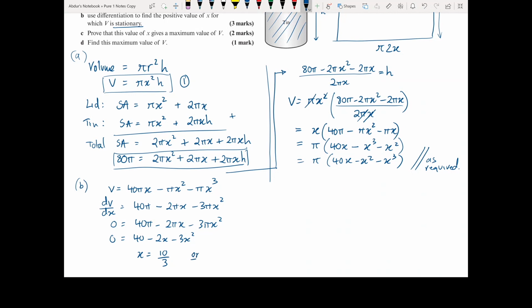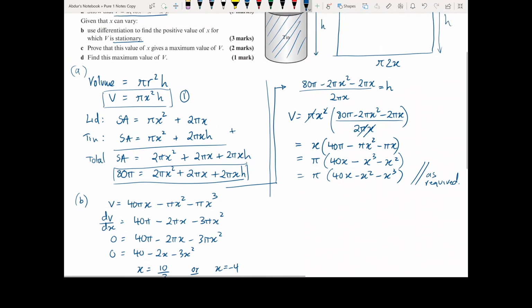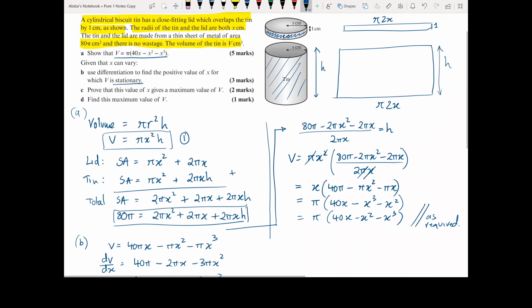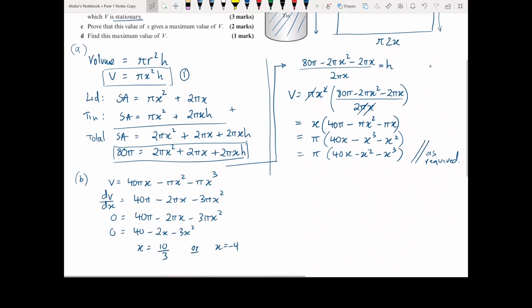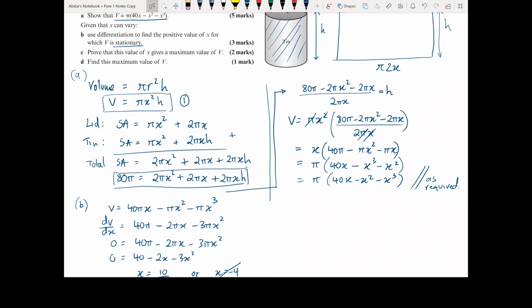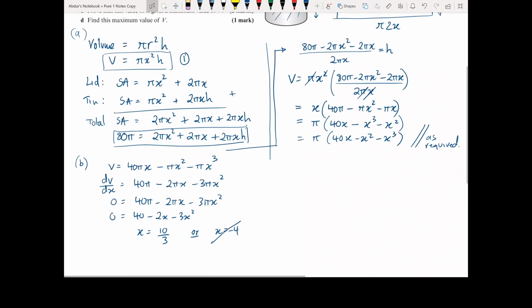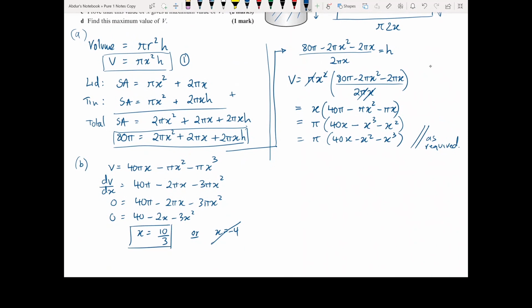Now, in the context of the question, x is a dimension, a length, therefore x cannot be negative. So we cross that out. So this is the correct x value that we've got. The question says use differentiation to find the positive value of x for which v is stationary. So there's our answer.